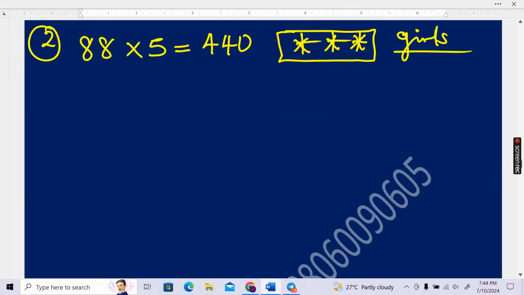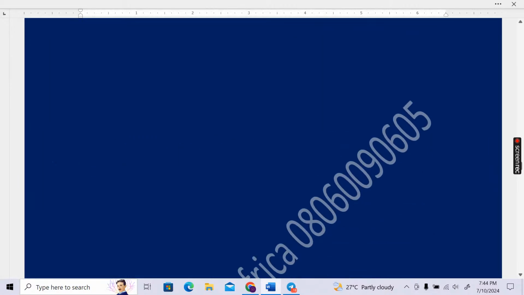Now, we started learning what we know as algebra. Algebra uses symbols and letters to represent numbers. And I gave you examples of algebra.